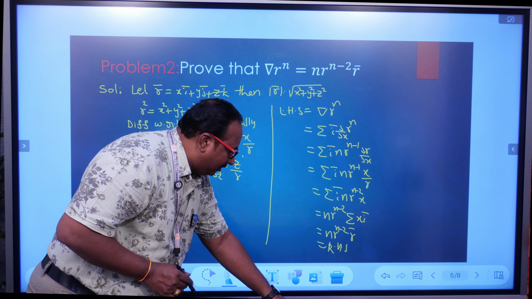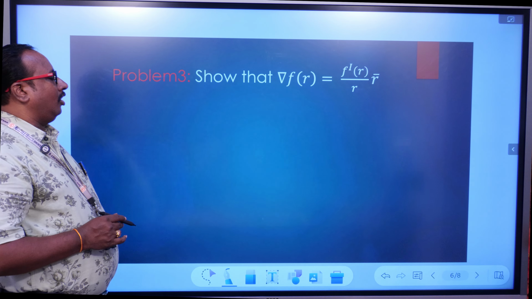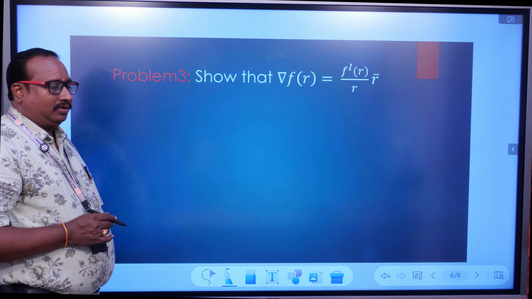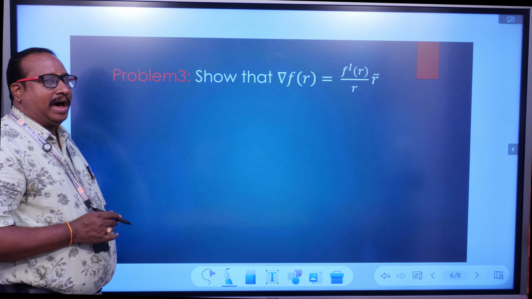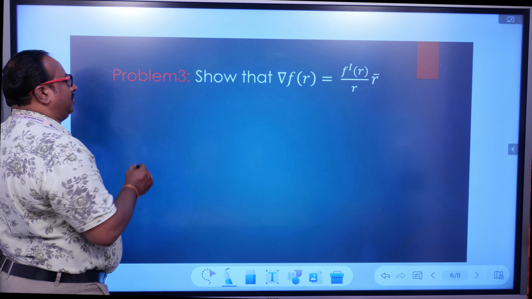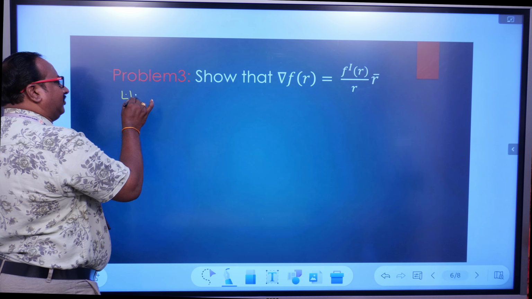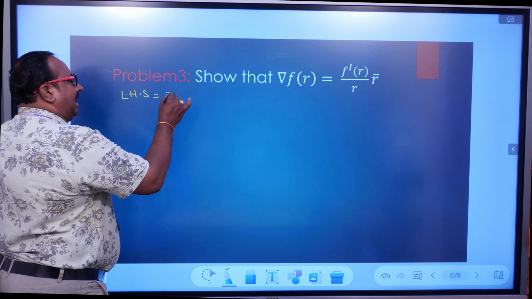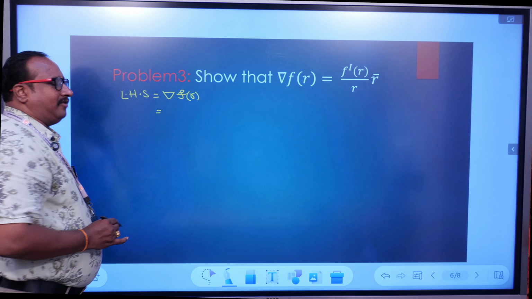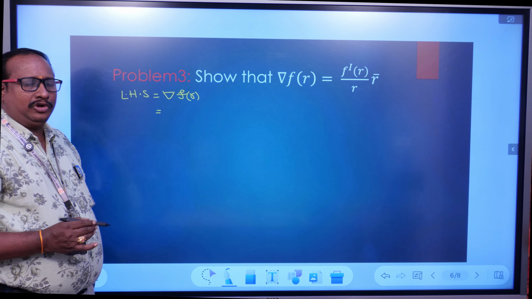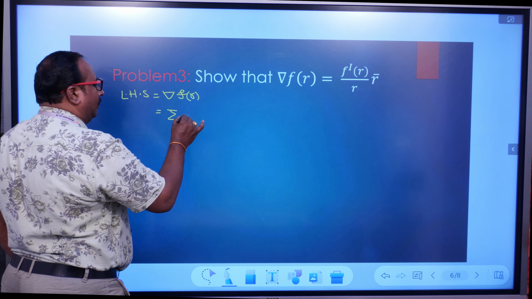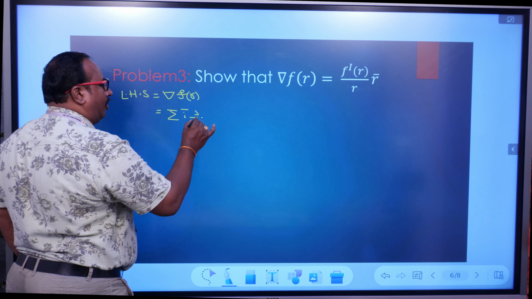Now coming to the next problem, it is also a similar problem. Show that ∇f(r) equal to f'(r) by r into r bar. Okay, so if you want to show the given equation, first we have to take LHS, that is ∇f(r). We know that ∇f(r) is in the form of del phi. We know that the definition of del phi can be written as sigma i bar into ∂phi/∂x.